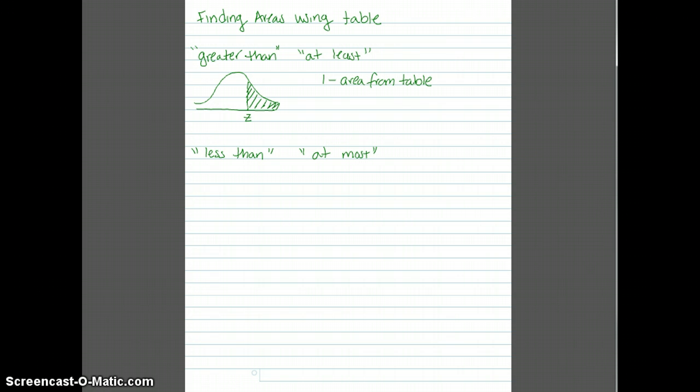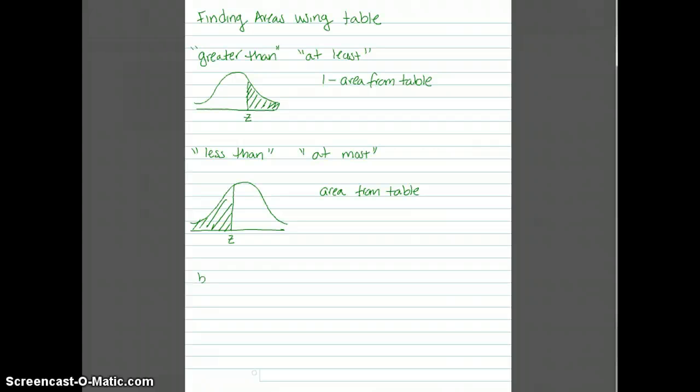Now, if we wanted to find an area that is less than or at most a particular z-score, and again, I'm going to demonstrate what that would look like here. So here's my sketch of a normal curve. I'm going to place my z and shade in what it means to be less than or at most. Now this is just the area right from the table. See that I drew a picture that is similar to the picture that you do see on your table that you have in front of you.